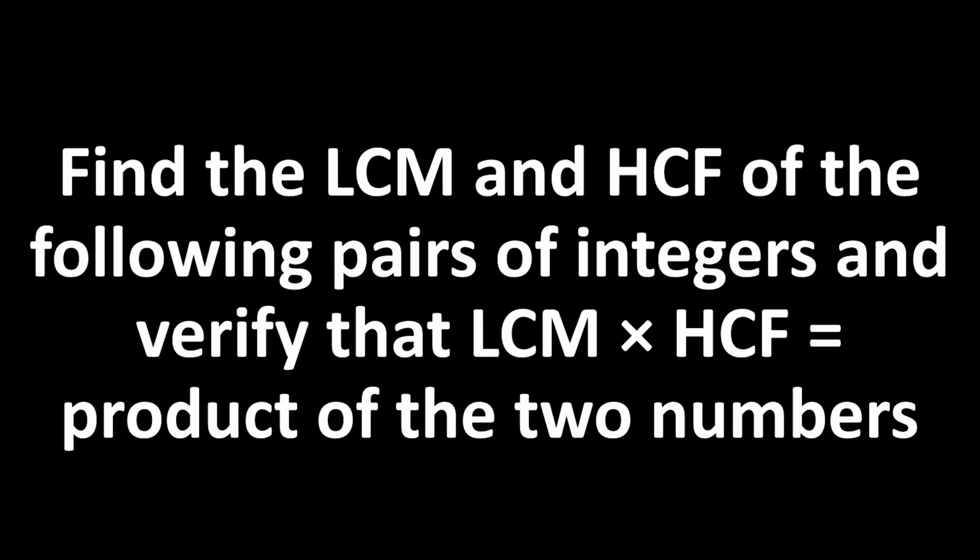Question number 2 of exercise 1.2. The question is, find the LCM and HCF of the following pairs of integers and verify that LCM into HCF is equal to the product of the two numbers. So let's try to solve the subparts. Now this is the first subpart of question 2. We need to find the prime factorization of 26 and 91 and find their lowest common multiple and highest common factor. Let's try dividing 26 first.